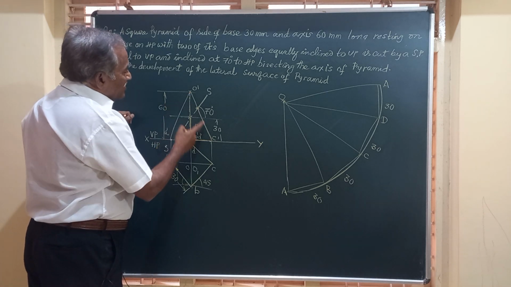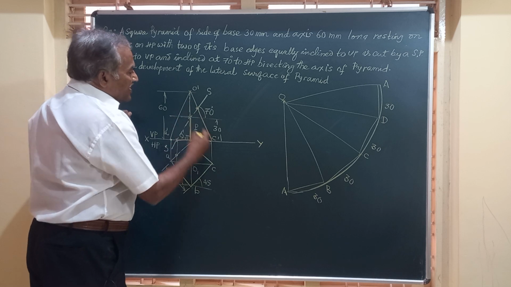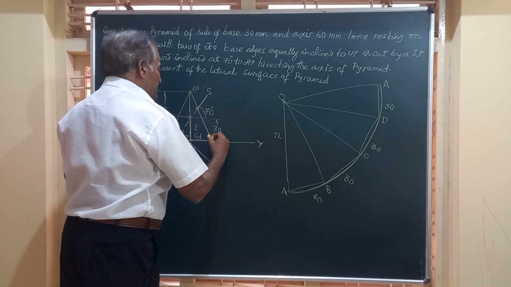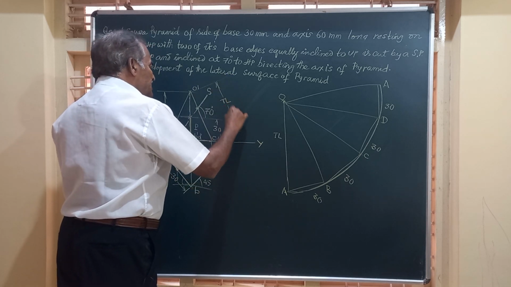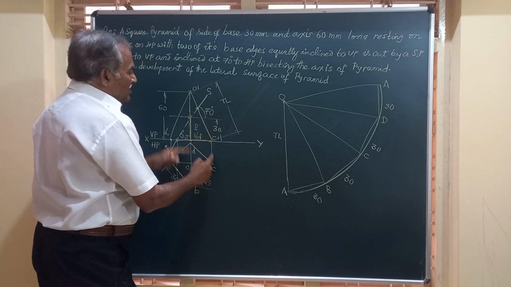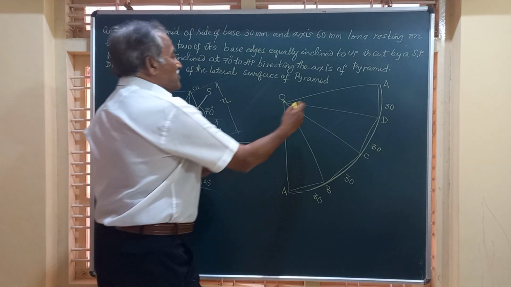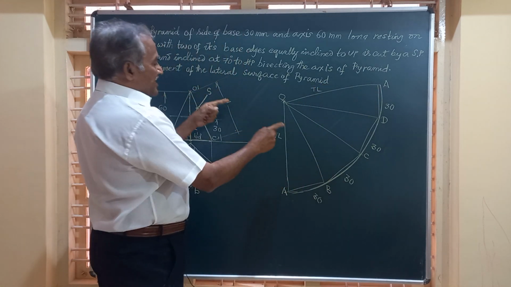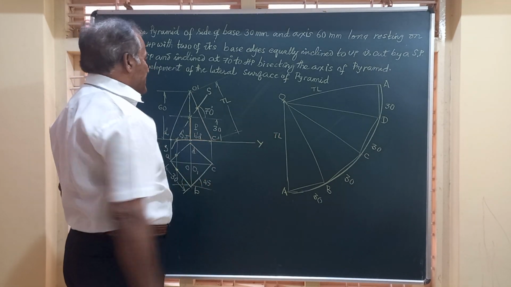This slant edge O dash C dash is cut here. O dash C dash is the true length. This is the true length I will mark. This is also true length here. Because in the top view, the OC is parallel to VP. So O dash C dash will represent the true length. All these slant edges are true lengths only, same length. TL I have marked here. I have shown it a little bigger so as to show the points very clearly.